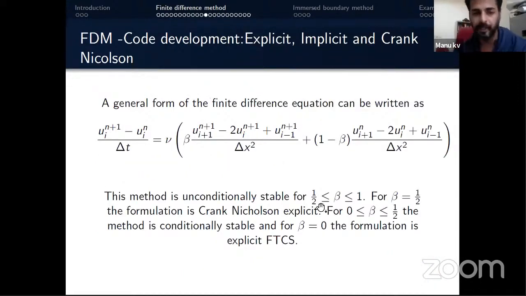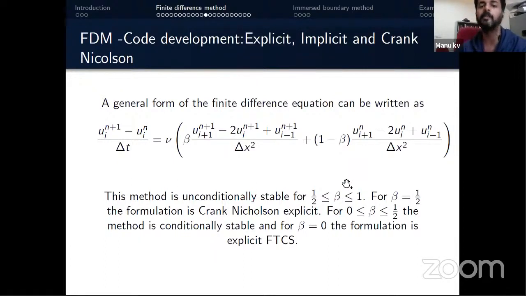So this is a general form of a finite difference scheme for the diffusion equation. Depending upon the value of beta, we can get different schemes. If beta is equal to 0, we'll get an explicit scheme. If beta is equal to 1, we'll get an implicit scheme. So depending upon the value of beta, we can get different schemes like Crank-Nicolson and others.